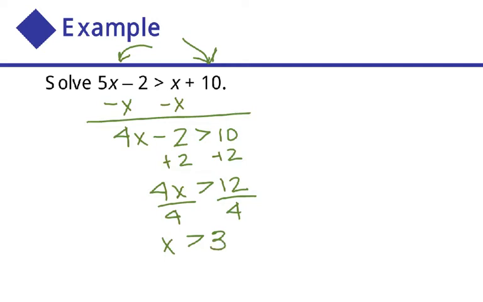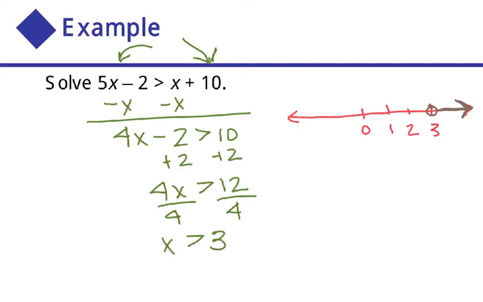So there are three ways that we can represent this. We can have our number line, where we have 0, 1, 2, 3. And x is greater than 3, so we'll put an open circle at 3 because it doesn't include 3, and then we'll shade up.